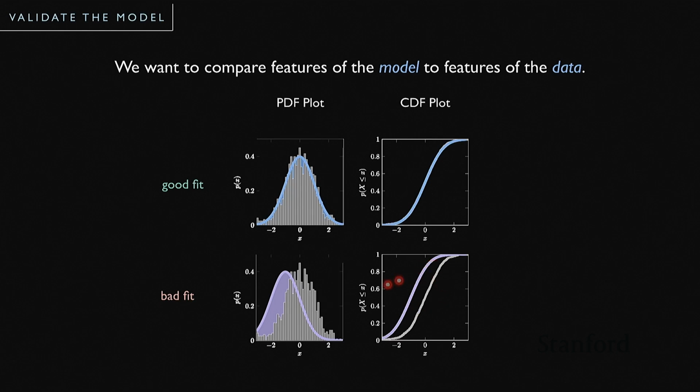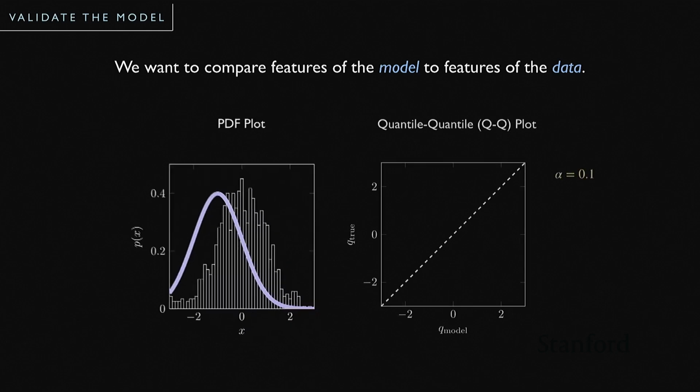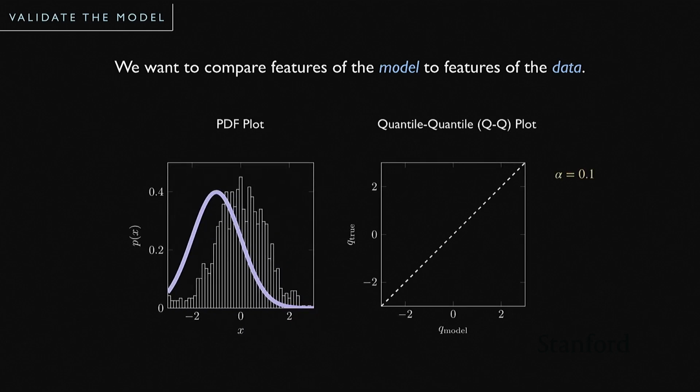And so you can see for this bad fit, the CDF plots don't match up very well. And then for this better fit, they match up almost perfectly. We can also do something that we call a quantile-quantile plot, or QQ plot.